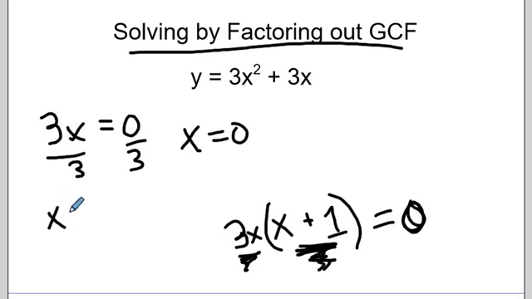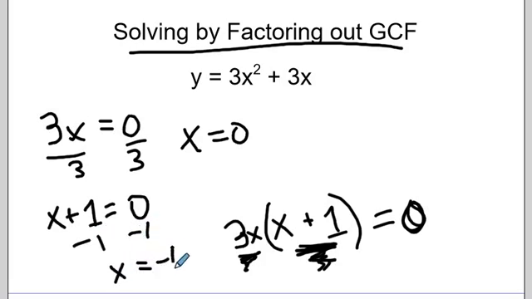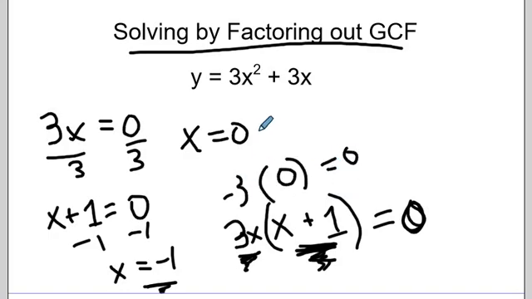But we can also make our other factor equal to 0 as well. X plus 1 equals 0. Subtract 1 from both sides. We end up with x equals negative 1. So x equals negative 1. If we substitute this into our other equation, we get negative 3 times, what do you know it, 0. Negative 3 times 0 is equal to 0. So once again, we have two solutions. We have two solutions, 0 and negative 1.